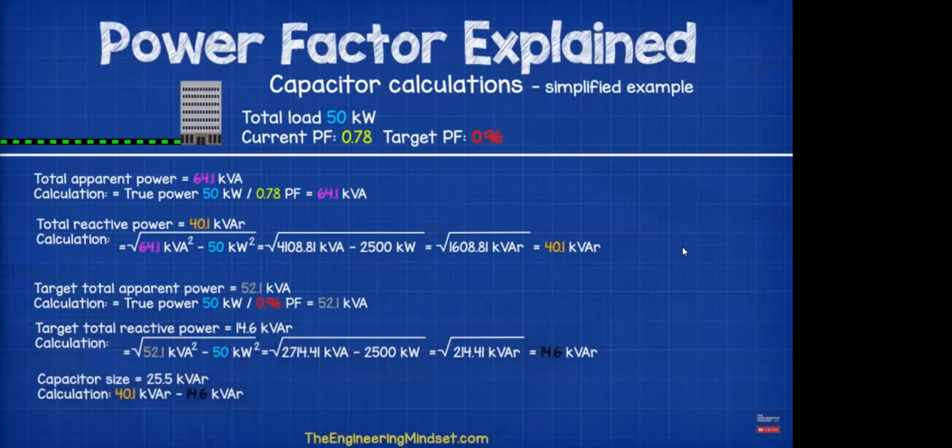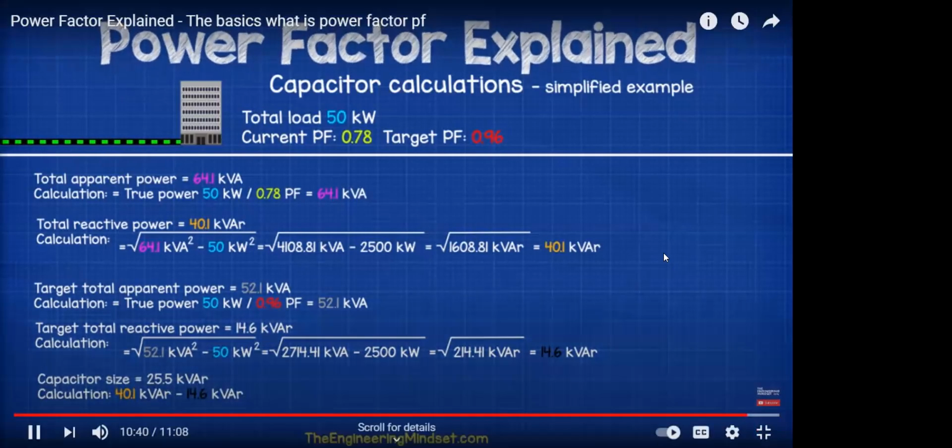The capacitor therefore needs to make up the difference between these. So 40.1 kVAR minus 14.6 kVAR, which equals a 25.5 kVAR capacitor.